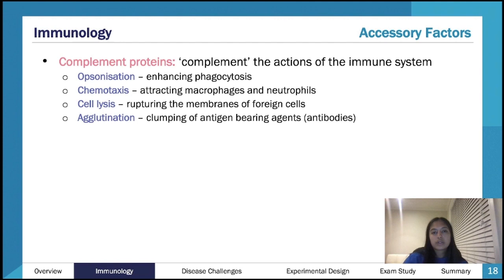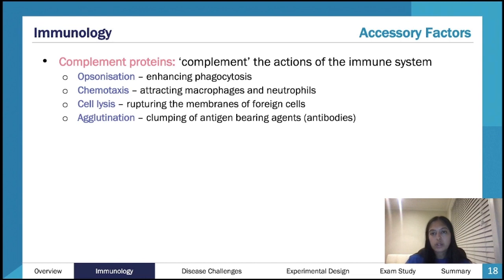So your complement proteins, these are really important. They basically just help these immune cells. They can enhance phagocytosis. They can bring immune cells closer to the site of infection. They can actually lyse some bacteria themselves. So they form this thing called a membrane attack complex, and they just kind of sit on the plasma membrane or the membrane of the pathogen, and they form a little hole, and then it causes all of the contents to sort of leak out of the pathogen, and then they burst and they die. And then they can help work with antibodies as well, which we'll discuss soon.